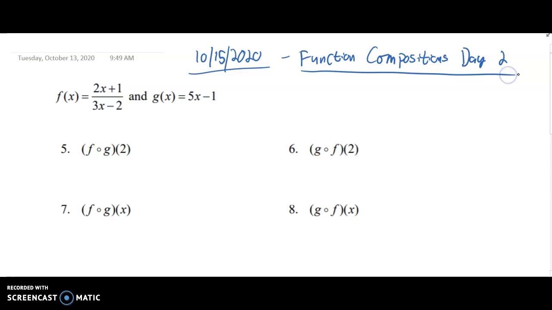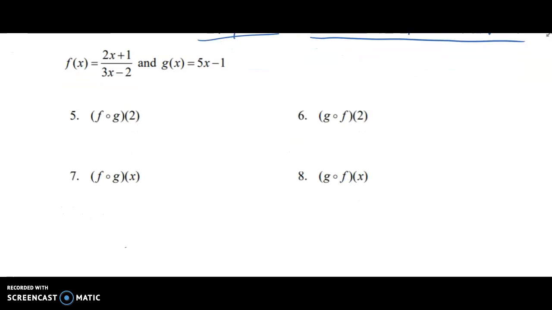Alright, let's jump right into some examples. Okay, we're going to start here with this number 5. We're given an f of x and a g of x. Reminder that this is the same thing as saying f of g of 2. Notice that the f and the g are in the same order, and that the inner one is still the inner one. So, we still want to do g of 2 first.